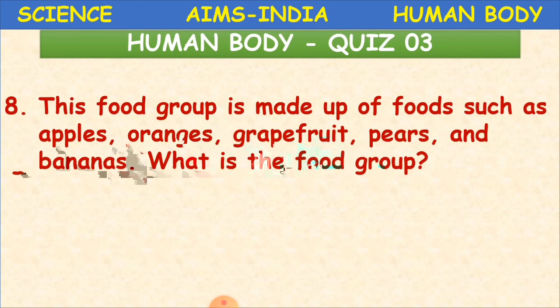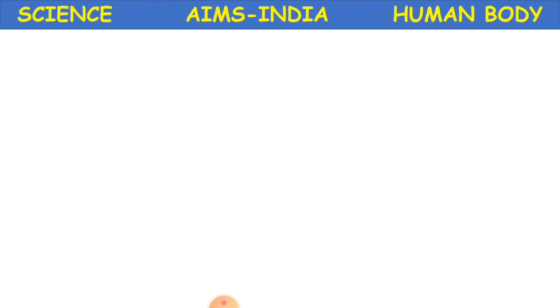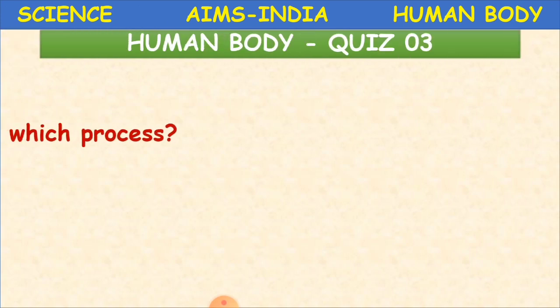This food group is made up of foods such as apples, oranges, grapefruit, pears, and bananas. What is the food group? I think everyone can identify this very easily. Yes, they belong to fruits: apples, oranges, grapes, bananas and all that. Okay, so we'll move on to the next question now.